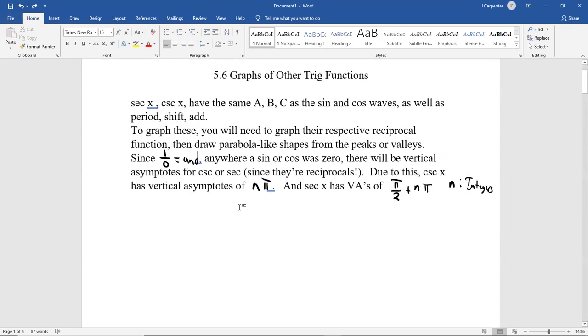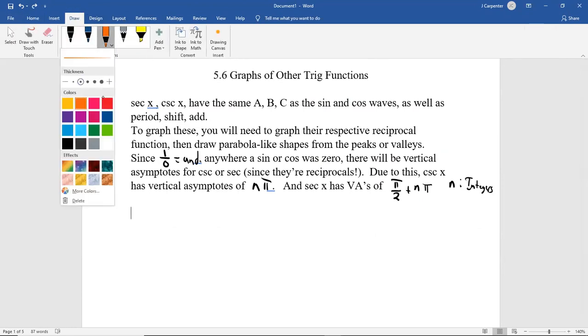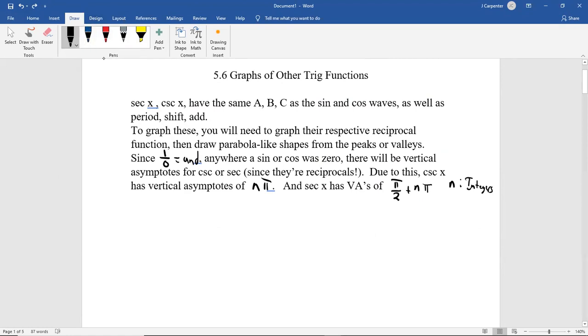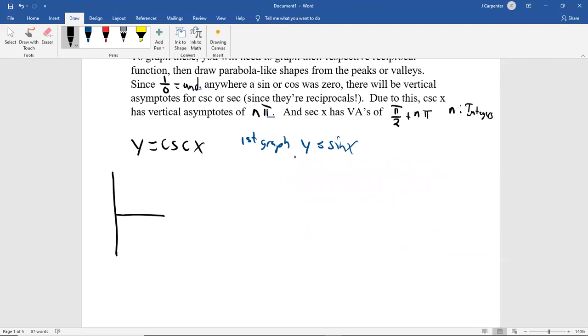All right, so what does this look like? Here's the process. For y equals, we're gonna do cosecant first, because that's flip a sign. For the graph of cosecant of x, what we first do is graph y equals sine of x. So in blue, I'll graph y equals sine of x. Now I'm only going to do the one wave, so from 0 to 2 pi.